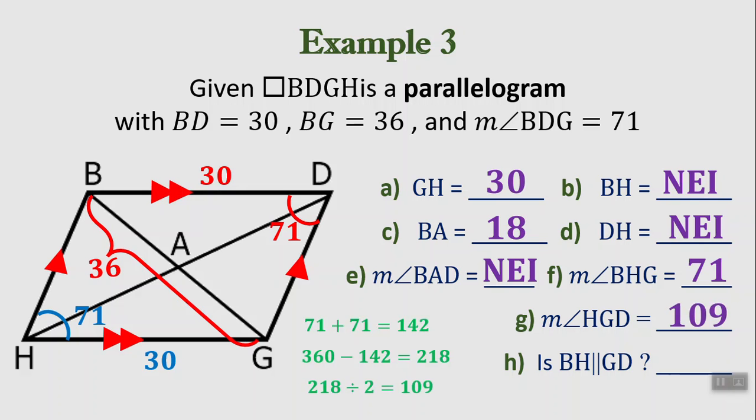Then we want to know if BH is parallel to GD. Sides BH and GD are opposite from one another. So the answer is yes, they are parallel.